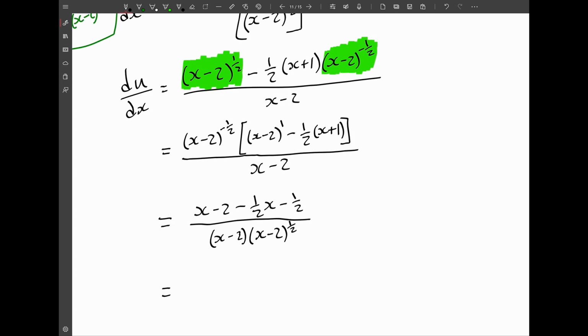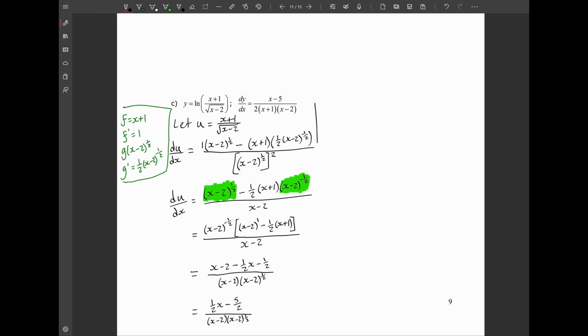All right, simplify this a little bit further, and I get 1/2 x minus 5/2, minus 5/2 all over (x minus 2) times (x minus 2) to the 1/2. All right, draw a line, start off the next side. So, du dx. If I simplify this just a little bit more, I can actually pull a 1/2 out of my numerator, factor that out, and I get x minus 5.